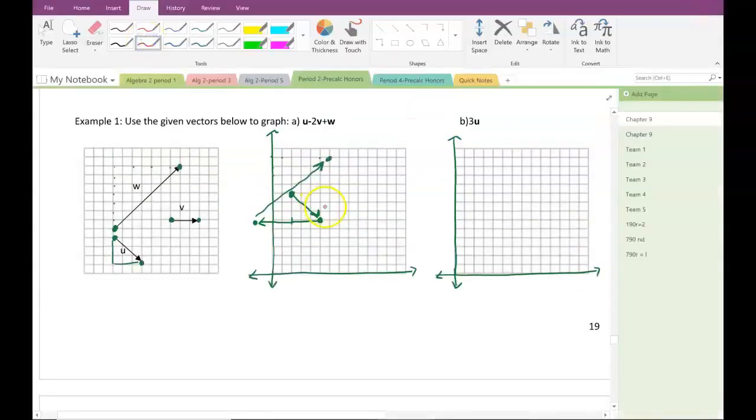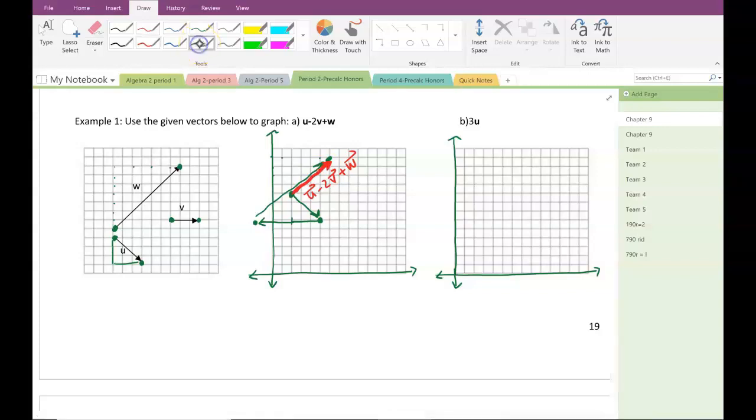Now, what's the final answer vector? The final answer vector is where you started, which is right there, and where you ended, it's right here. So that's where that is right there. So this red vector is the final answer. That's vector u minus 2 vector v and an addition of vector w. Again, the final resulting vector is where you started and where you ended.